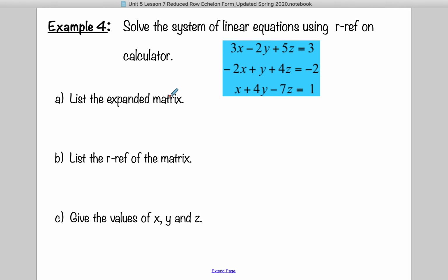So step 1, list the expanded matrix. So that's taking all the coefficients off the front and putting them into a matrix. Okay, in this case, it's going to be a 3x4. So let's list our expanded. It's a 3x4. So all my X values, I'm just going to go down. I got 3, -2, 1. Getting my Y values, -2, 1, 4. My Z values, 5, 4, -7. And then lastly, my constants, 3, -2, 1.